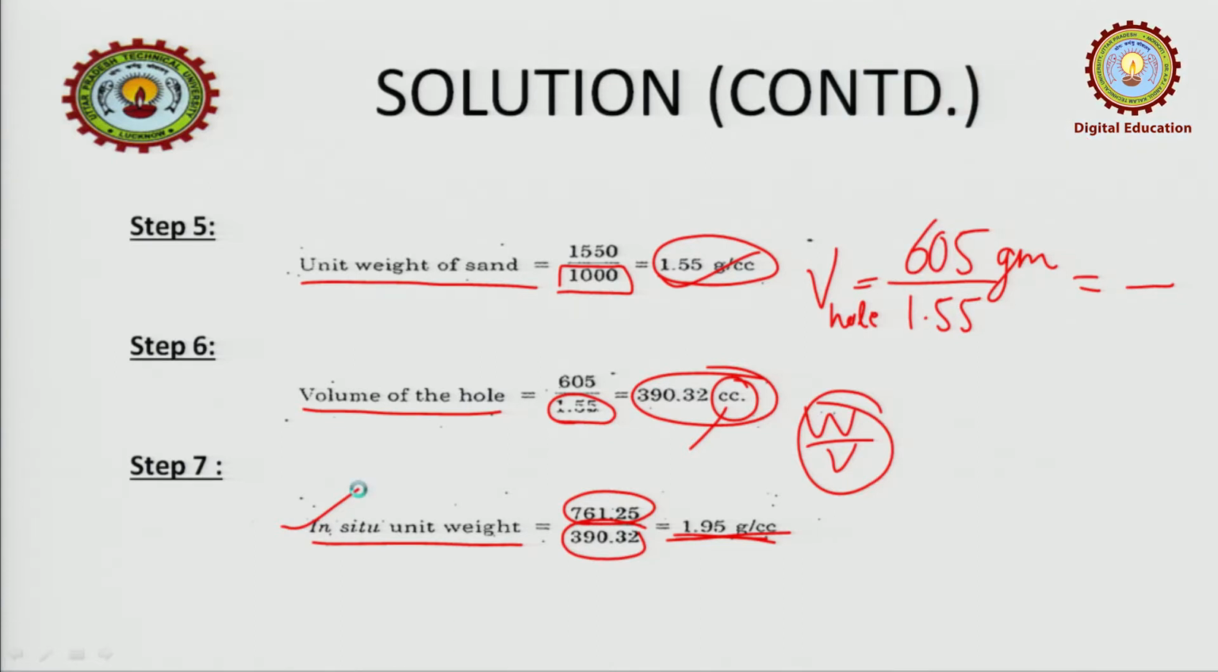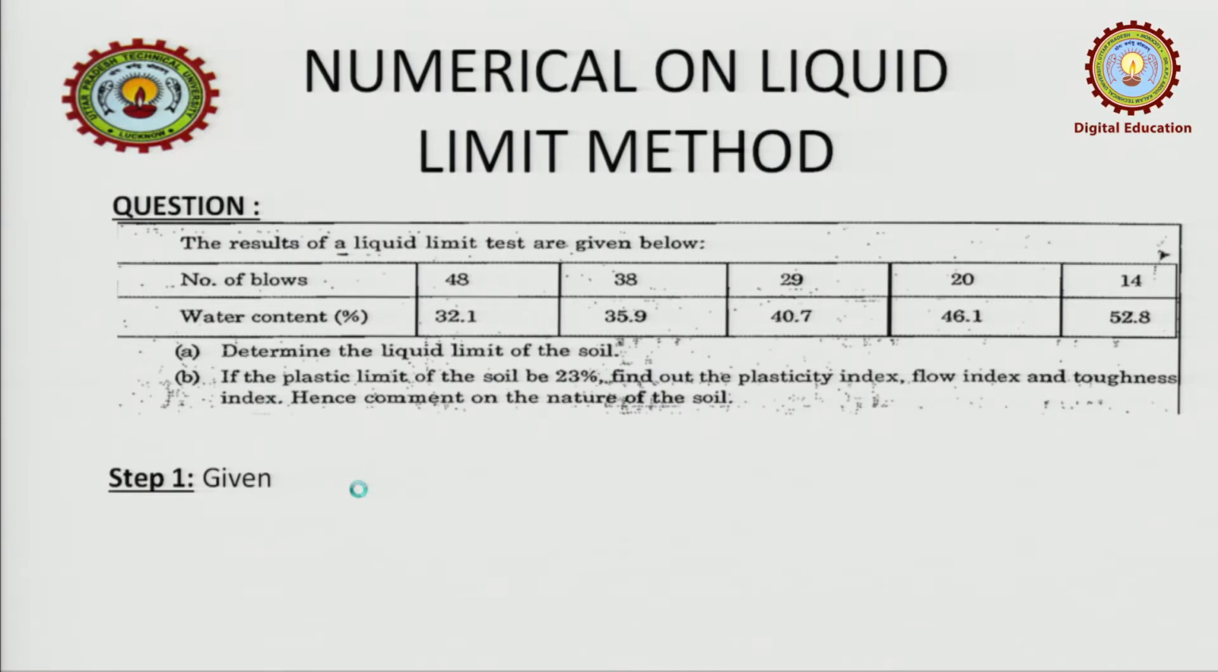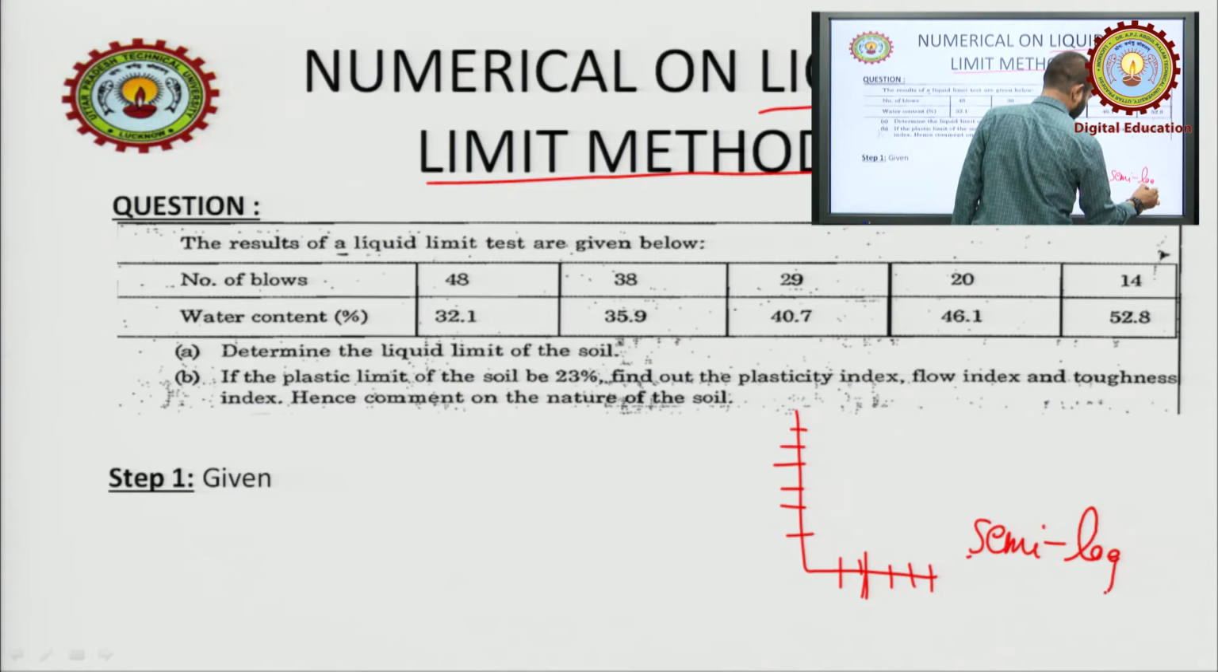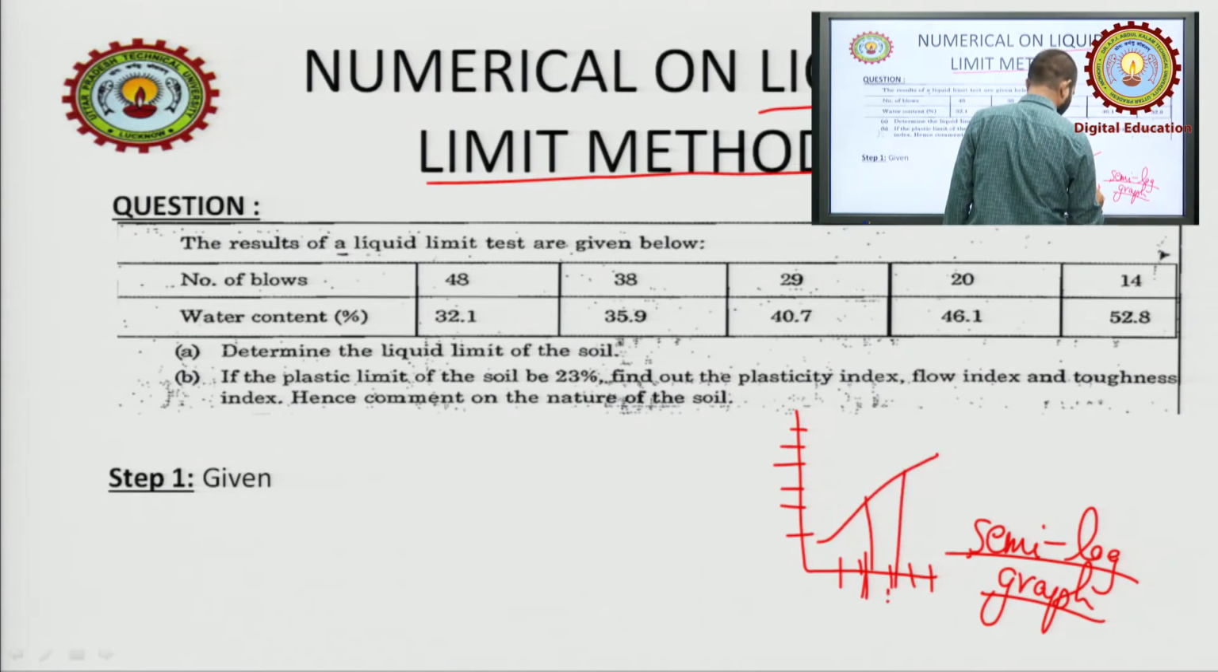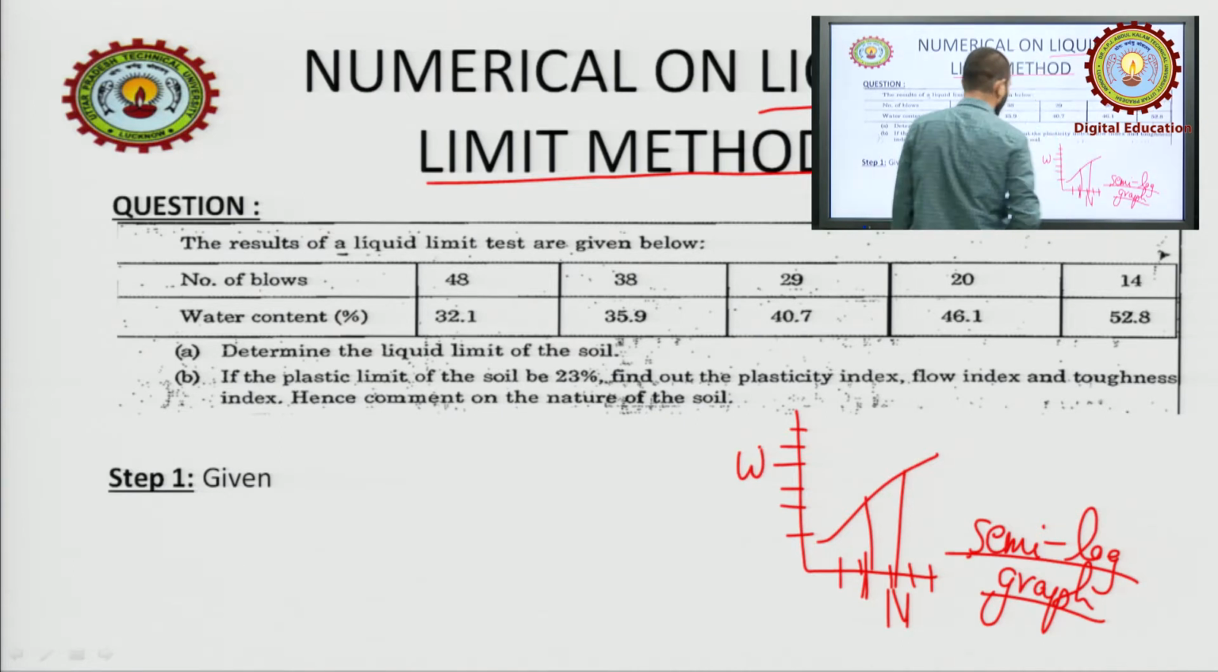So now let us go to the next question, a numerical on the liquid limit method. If you remember, what we had done in the liquid limit was that we first found different numbers of blows and the corresponding W, the water content, and plotted them on a semi-log graph, something like this or whatever may be the shape. This is the number of blows n, and this is W, the water content.